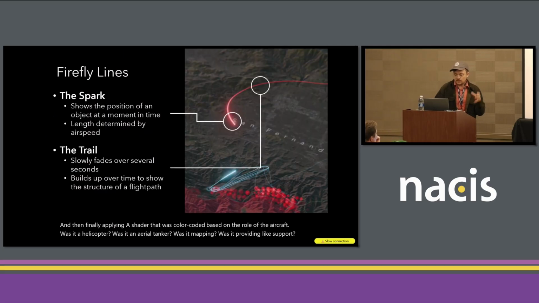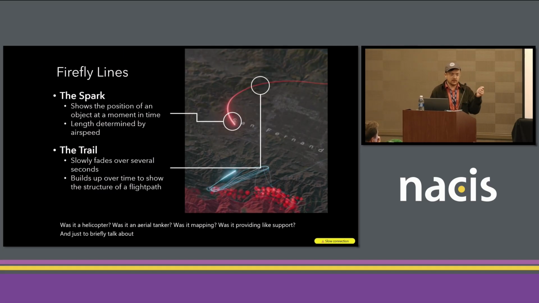And just to briefly talk about the shader I used, I find for animating the movement of points, this sort of firefly line works really well, where you have a bright spark at the front that shows the position of the object at the moment of time, and the length of the spark in this case was determined by the airspeed of the aircraft. So you get instantaneous motion and speed, and then it leaves a long trail that slowly fades over several seconds and has time to build up, so you start to see the pattern and the structure of the flight.